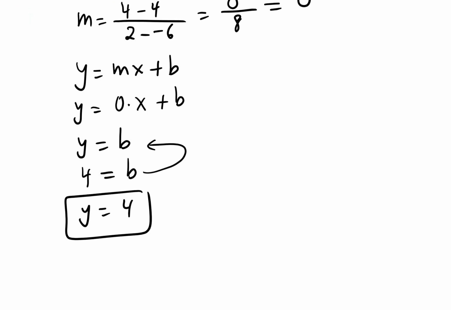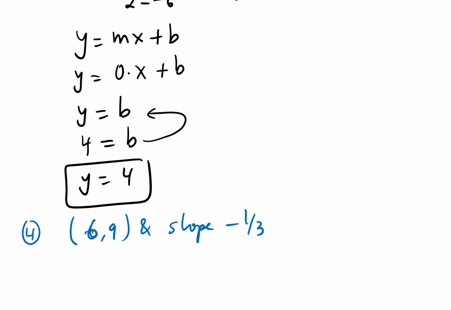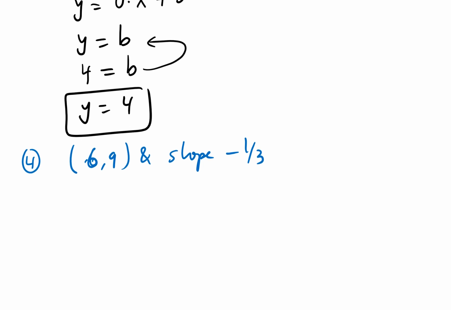So how about number 4? Let's say the line goes through the point (6, 9) and has slope negative 1/3. So how do you do this?